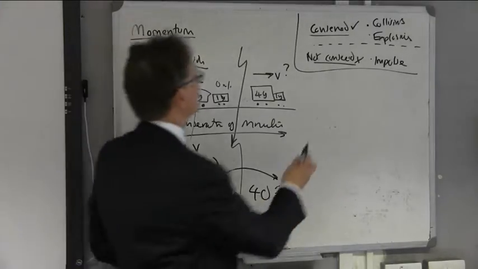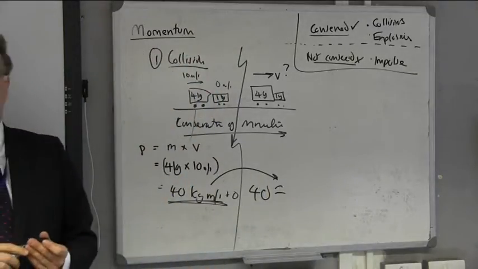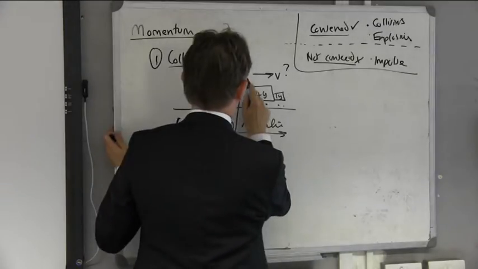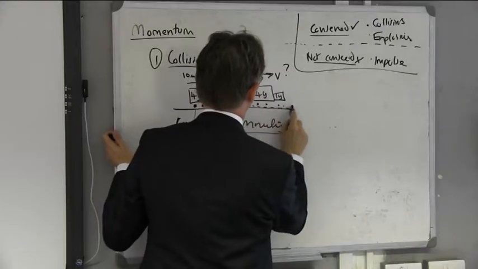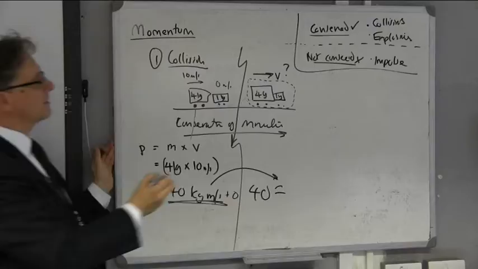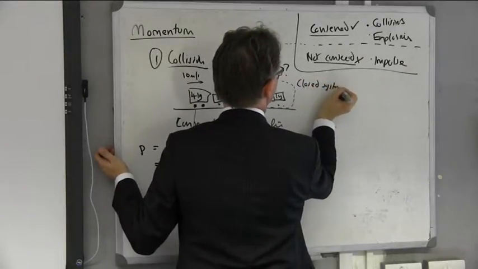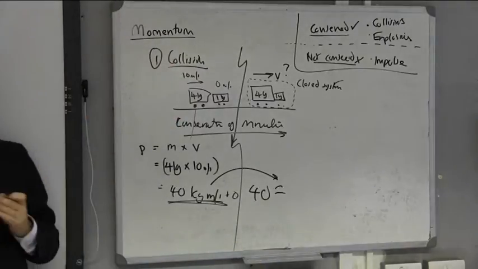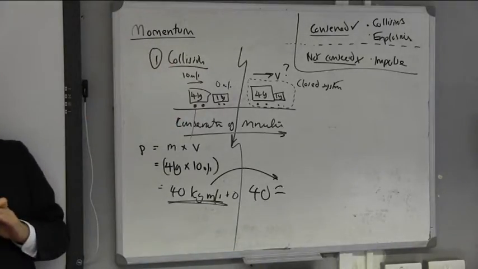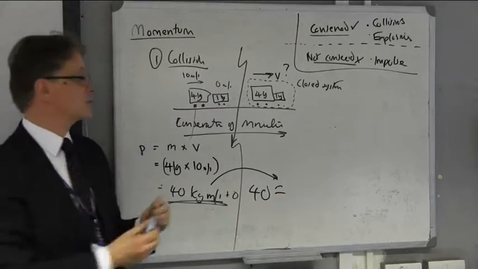Okay? If you're a bit bothered about this and you think, well, how do you know when things conserve and when things don't conserve momentum? Here's the full answer, which is sort of in the syllabus. This is an example, gentlemen, of a closed system. How do I know I can conserve momentum in this situation? The answer is because it's a closed system. How do I know it's a closed system?